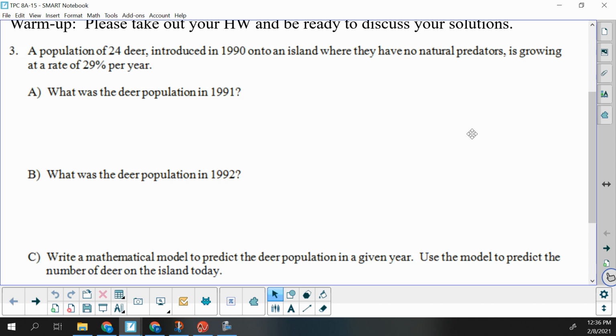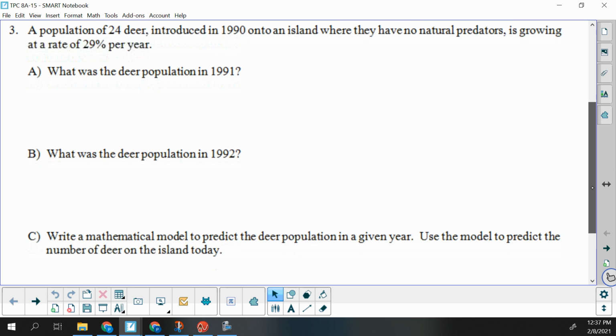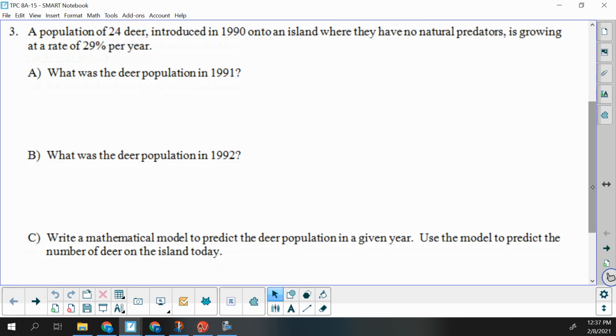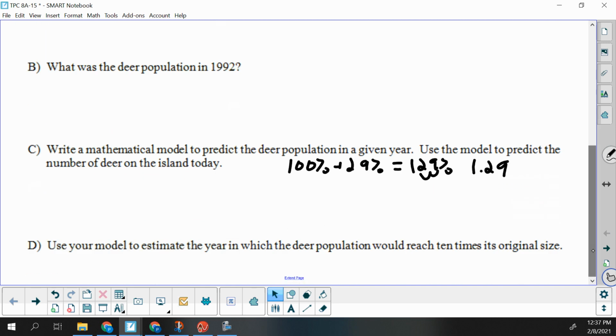All right, we're going to start out going over the homework from yesterday. My suggestion was to start with C and write the equation first, and then you can use that in A and B. So we had a population of 24 deer introduced in 1990, and it's growing by 29%. So start with 100%, add your 29%. That gives us 129%. Move your decimal over 2, and we get 1.29. So that's going to be the base in our equation. So we're going to have y equals 24 times 1.29 raised to the x.